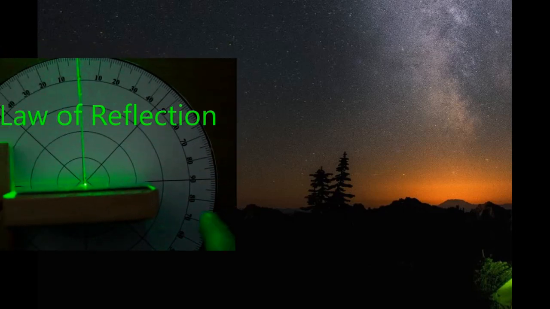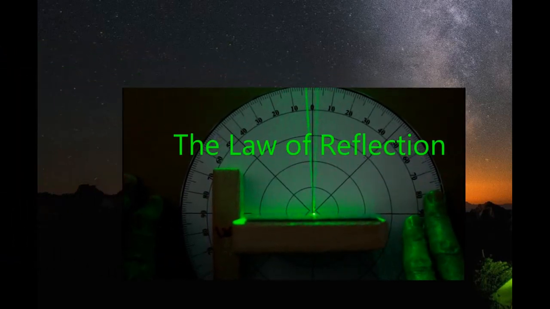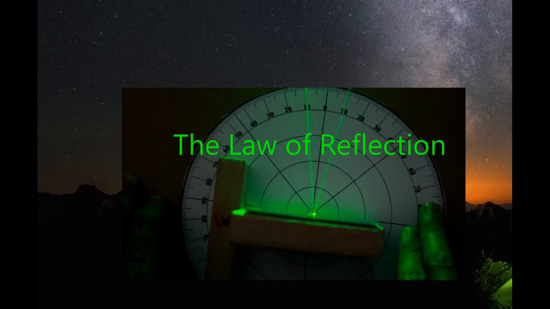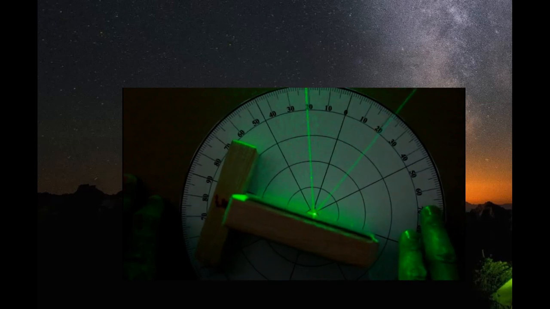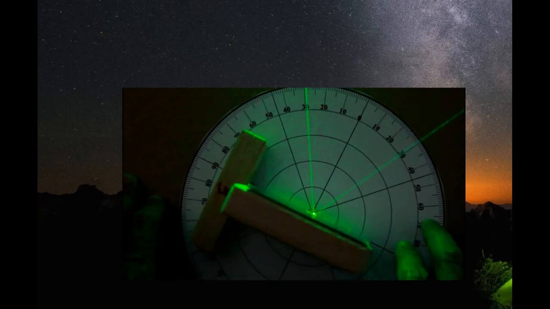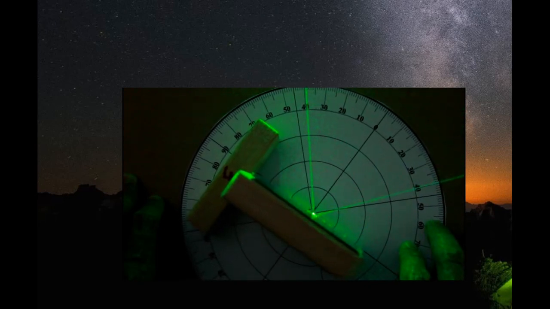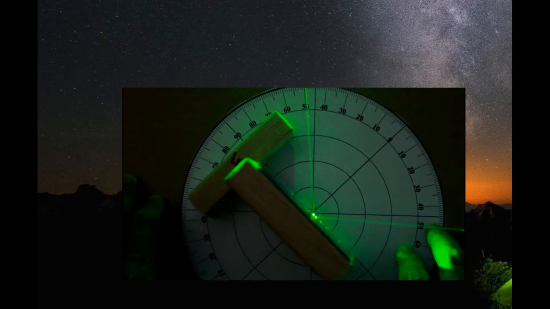The law of reflection says fairly simply that when a wave hits a boundary and reflects off, it will reflect at the same angle that it hit the boundary at. The angle that it hits at we call the angle of incidence. The angle it reflects at is the angle of reflection. And by convention, we measure both of those angles not from the surface itself, but from a line perpendicular to that surface called the normal.